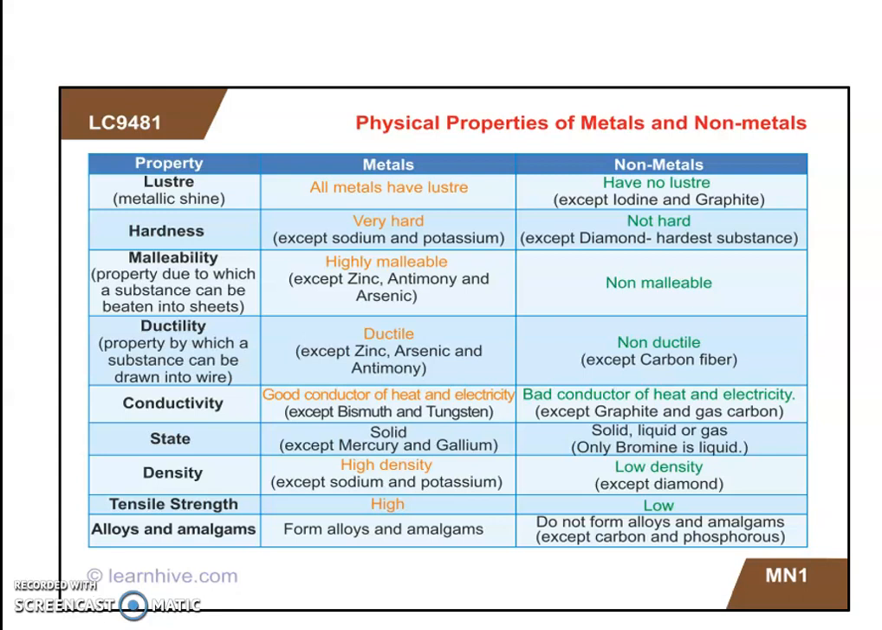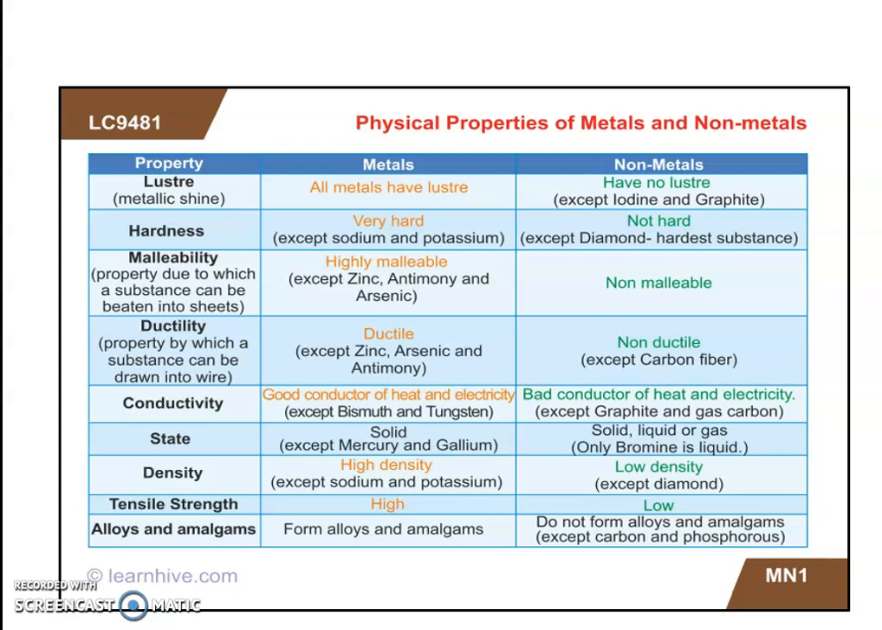Compare metals and non-metals based on their properties. Lustrous, shining surface: metals have a lustrous nature, non-metals have no luster, except iodine and graphite. Hardness: metals are hard, non-metals are not hard. The exception is sodium and potassium among metals. Diamond is the hardest non-metal.